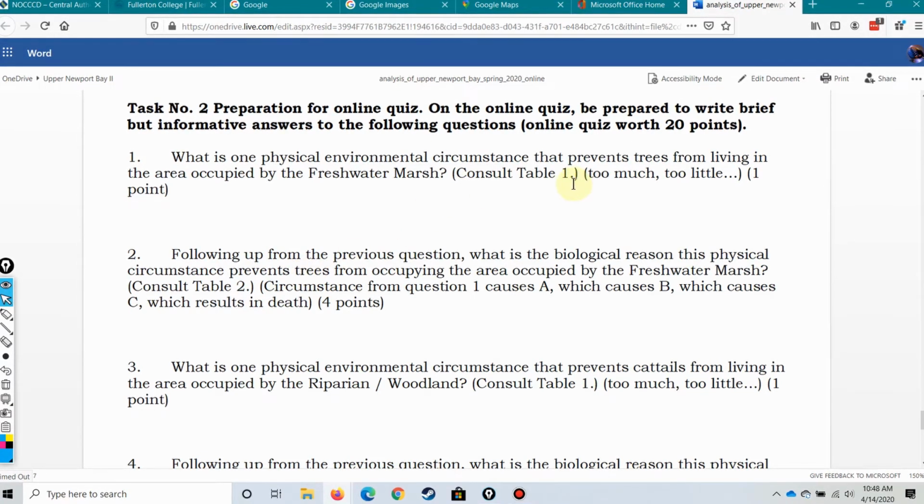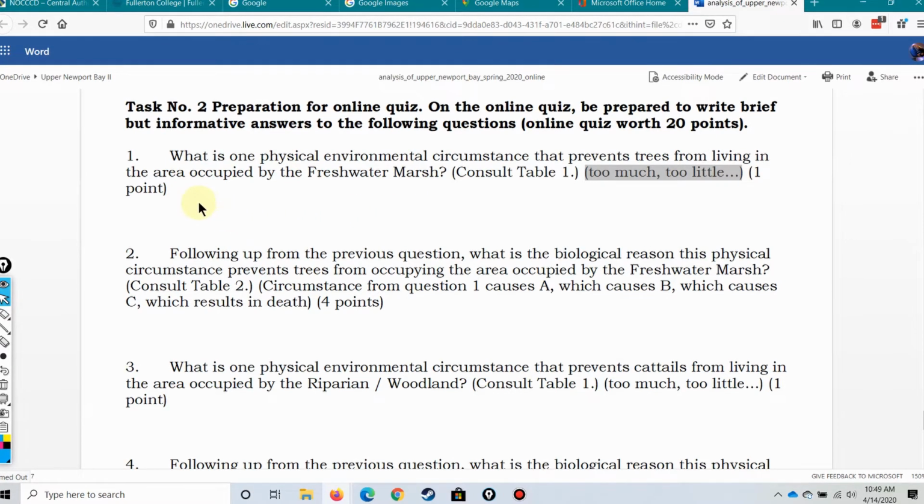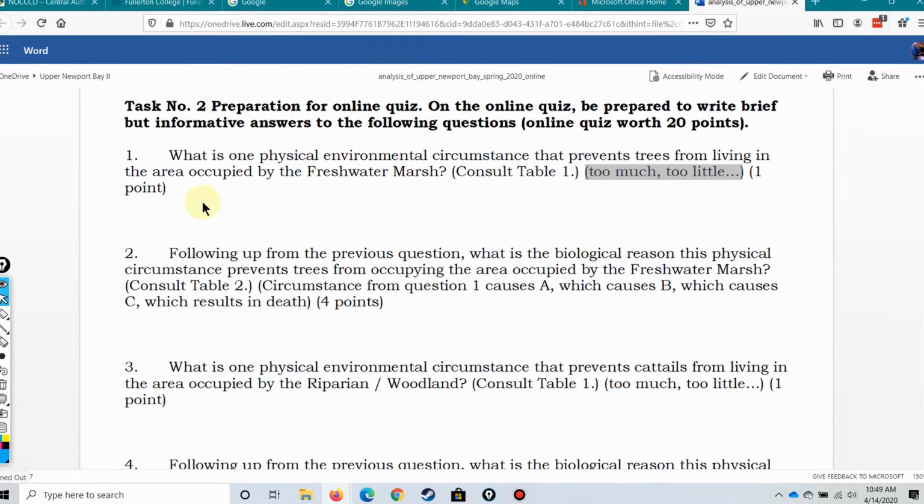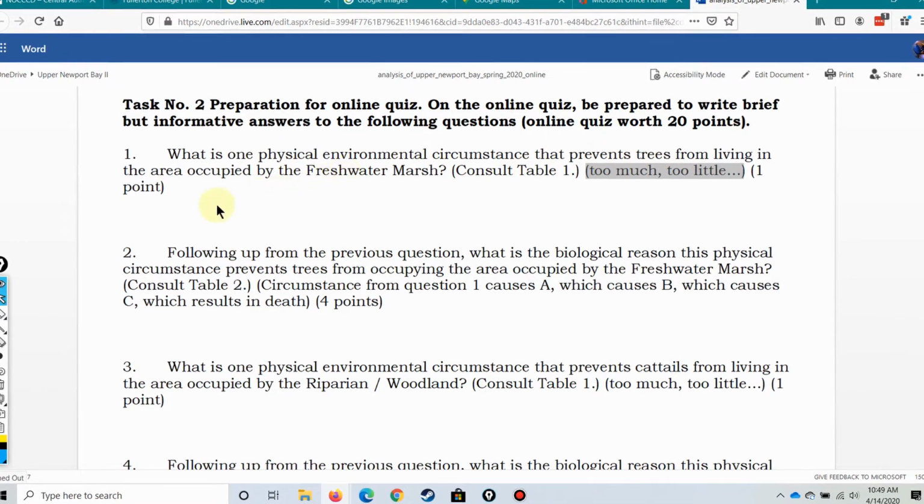by the way, since I'm here, let me talk on this page. I have this little note here: too much, too little. So that's the way that I'd prefer to have you respond to this question. What's one physical environmental circumstance that prevents trees from living in the area occupied by the freshwater marsh?